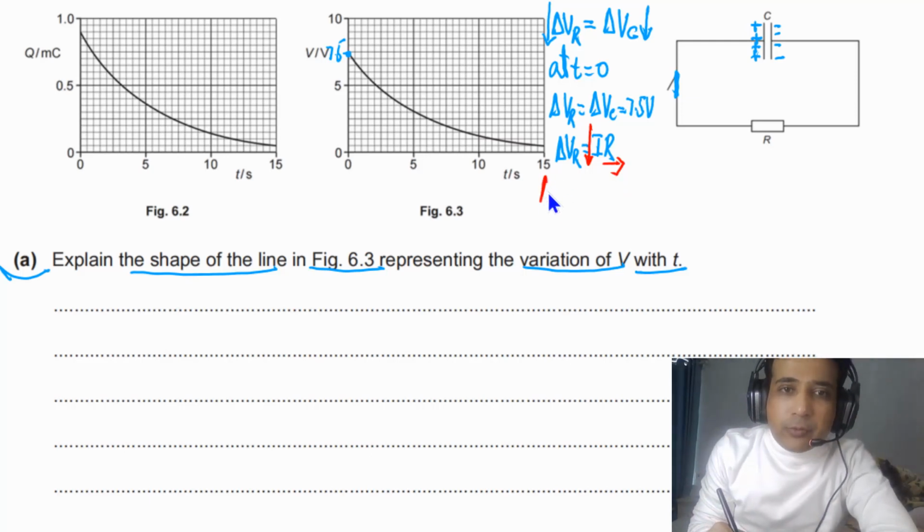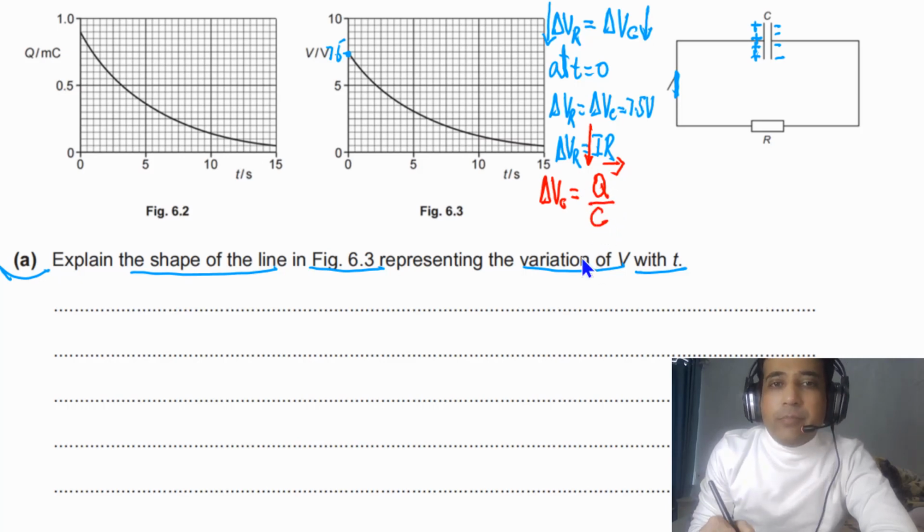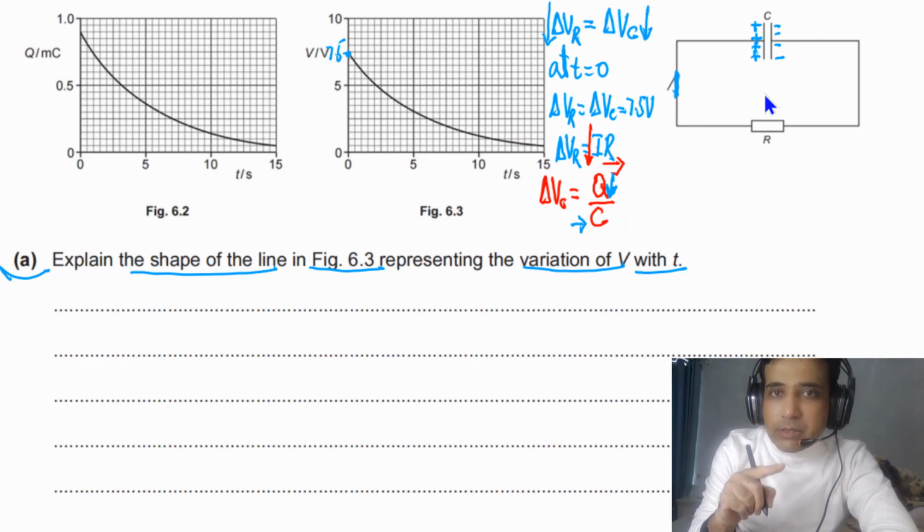Next, how about the potential difference across the capacitor? The potential difference across the capacitor, delta V, will be equal to the charge on the capacitor divided by the capacitance of the capacitor, meaning simply Q equals CV. As the capacitance is not changing when this capacitor discharges, it is constant. It means the charge on the capacitor, the net charge on any plate, is also decreasing with time.